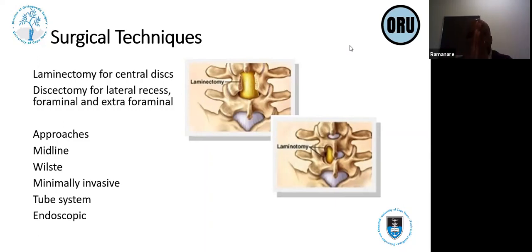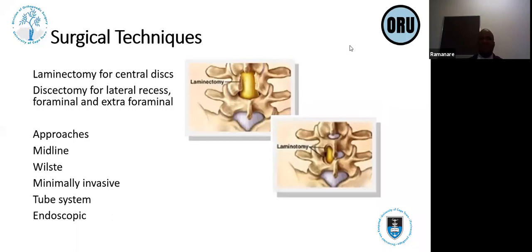Now, a discectomy is a good way to get to the lateral recess disc, a foraminal disc, and an extraforaminal disc. How you get to this, to do this discectomy, okay? You can do a laminectomy, where you're taking away all the posterior elements, so you're taking away spinous processes and both lamina on either side. And laminotomy, you're making a hole in the lamina.